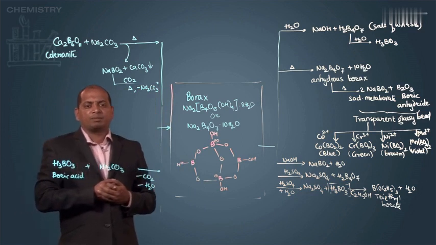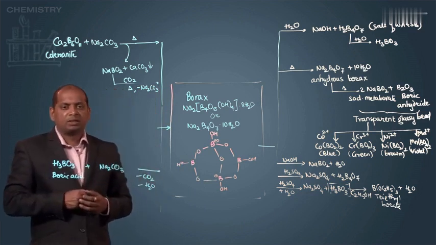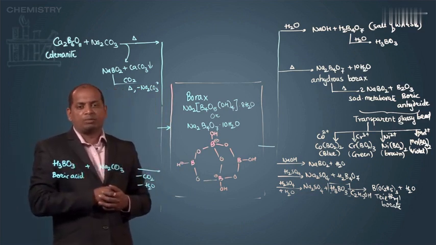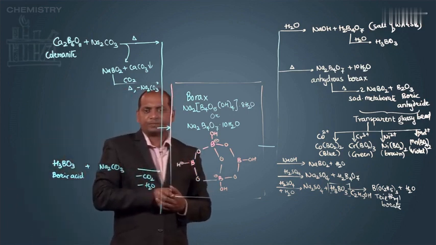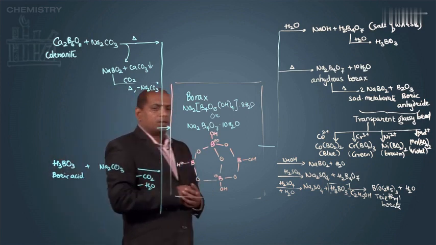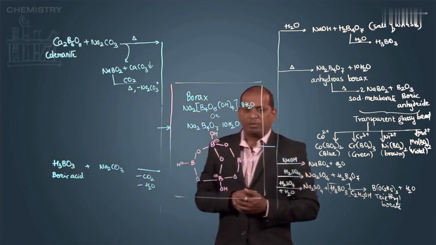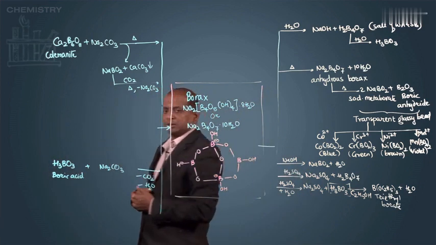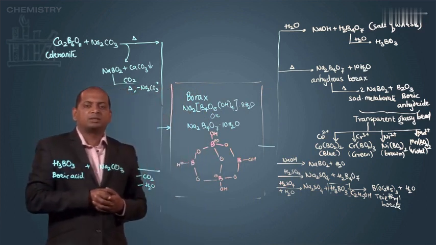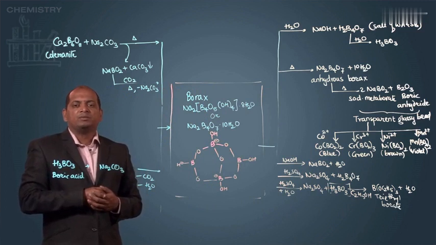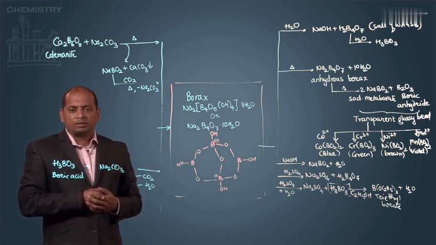Another way for the preparation of borax is from boric acid, which is treated with sodium carbonate so that we get borax. Now, after observing the structure and formula of borax, we can easily say that borax is a salt of weak acid and strong base.